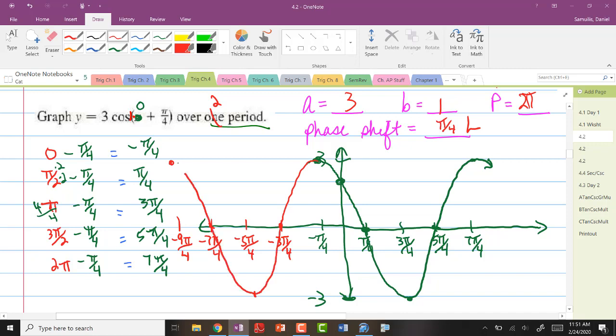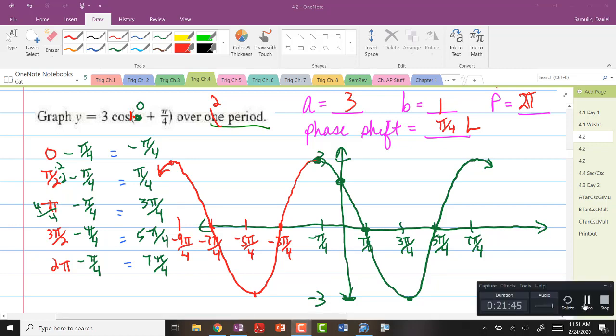I'm really liking my graphs today. Oh, baby. Except they got a little squiggly at the end there. All right, we'll take a break.